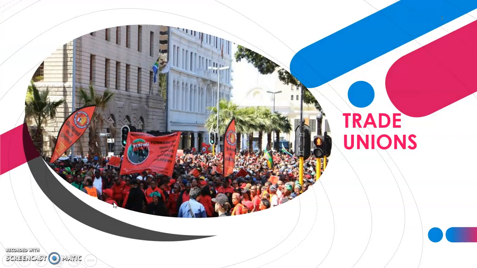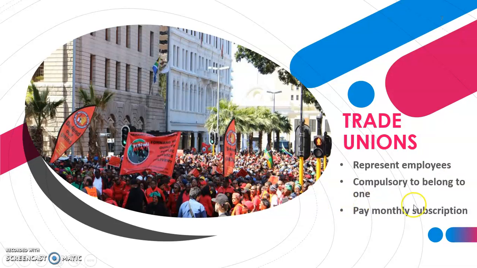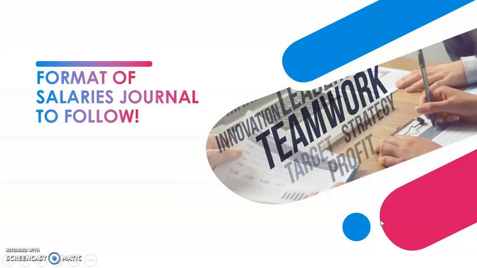Then lastly, trade unions. This is something you covered in EMS grade 9, so I'm not going to spend too much time on it. It represents the employees, and it's actually compulsory to belong to one. You choose one and join them, and there's a monthly subscription towards them. For example, as teachers, the one that I belong to, we only have an annual subscription. We don't have to pay monthly.